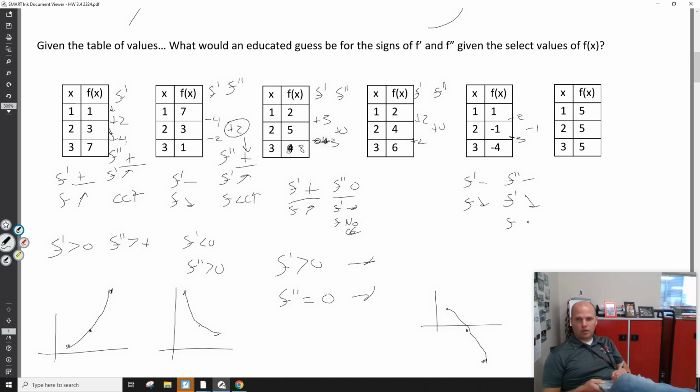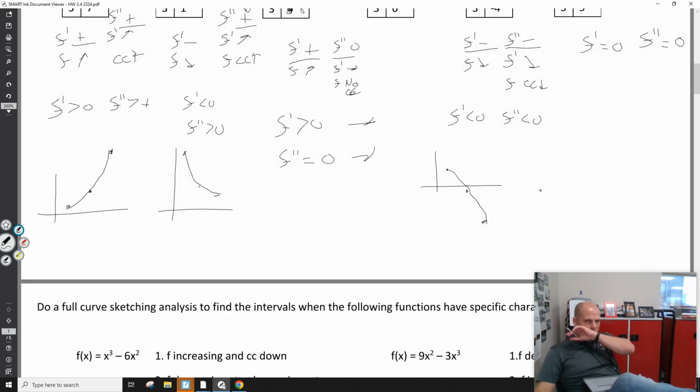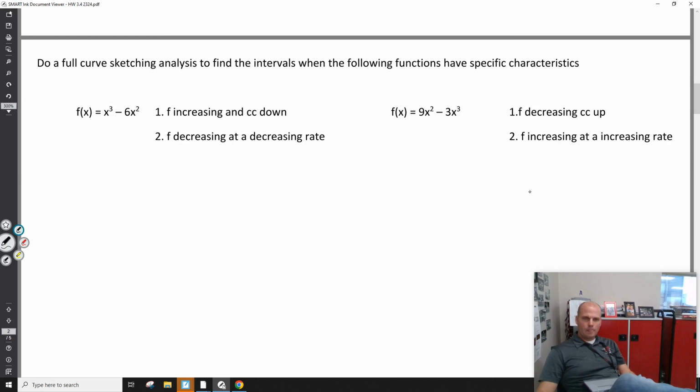You could work from the graph to start here and then fill out the rest of your charts, or you could start with the slopes. It's up to you. F prime is negative, F double prime is negative. Here, plus 0, plus 0, plus 0. My slopes are 0. Their slopes are 0. Constant. All right.